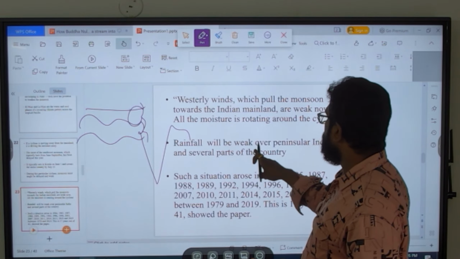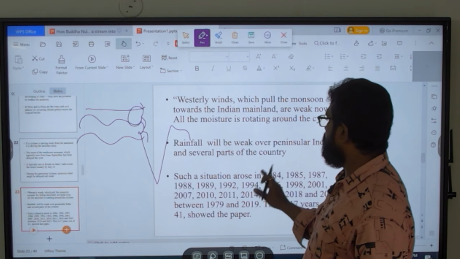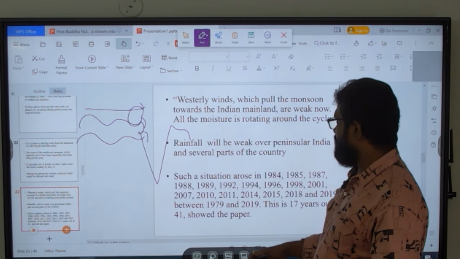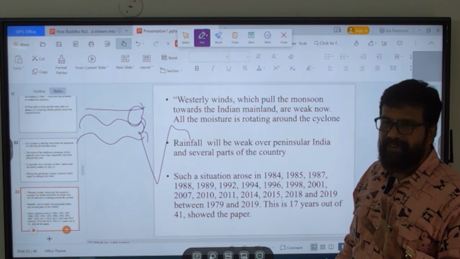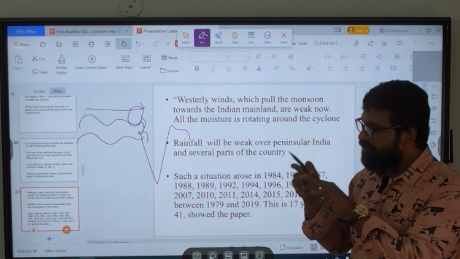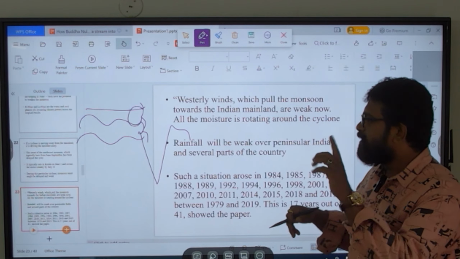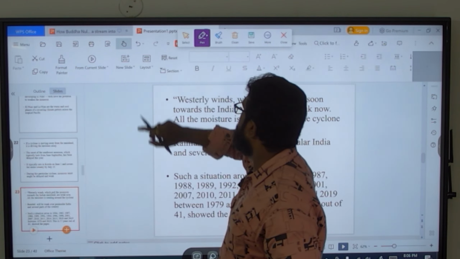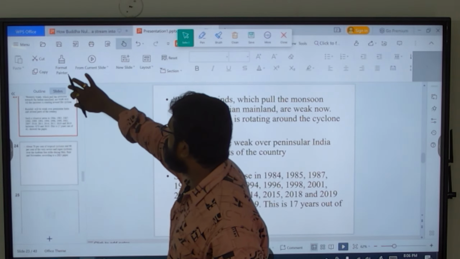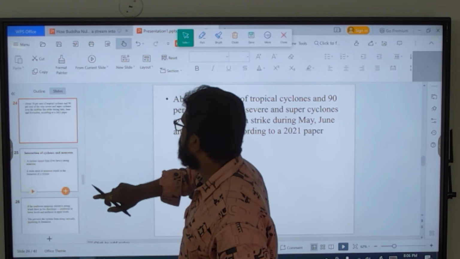So rainfall will be weak over peninsular India and several parts of the country. If you see, these are the years that we have had very weak monsoons, because of the cyclone as well as the Madden-Julian oscillation. And if you are seeing the next one, you see this.